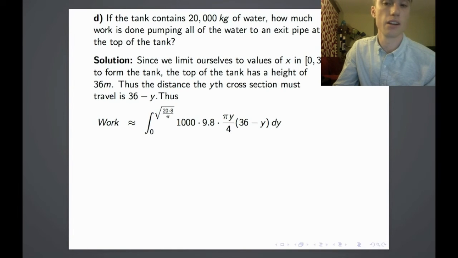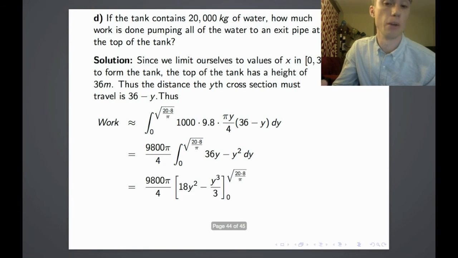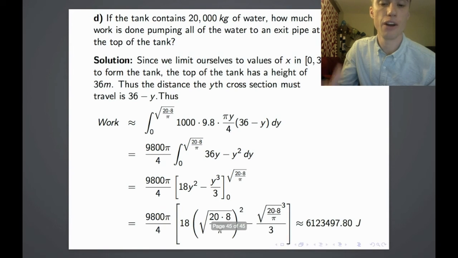So that's our integral. We pull out our constants, get 9,800 pi times 1/4, integrated from 0 to the square root of 20 times 8 over pi, 36y minus y squared, integrated with respect to y. We just apply the power rule and evaluate on our bounds, and this comes out to approximately 6 million some odd joules.